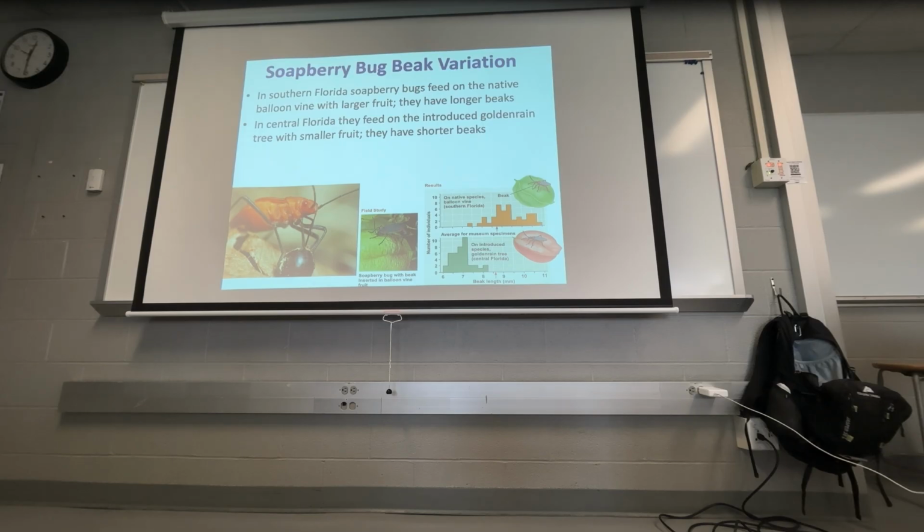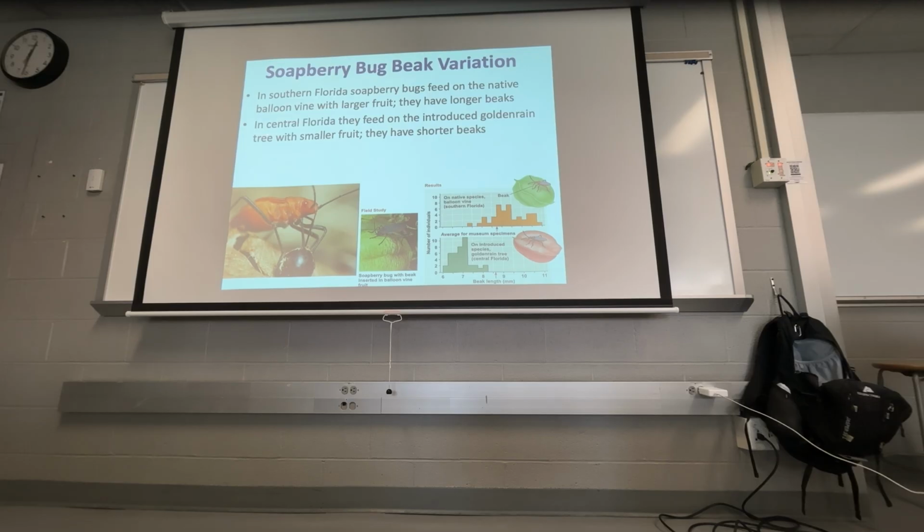If this population of new soapberry bug with its shorter beak finds or meets its mate on these trees when they're feeding, and the native bug does the same thing, mates where it's feeding on the balloon vine tree, then you're going to have 2 populations that are now reproductively isolated, right? And if they exclusively are breeding on the golden rain versus the balloon vine, eventually they might not interbreed anymore. And when that happens, you get 2 new species. And that's typically how macroevolution happens, or what we call speciation.